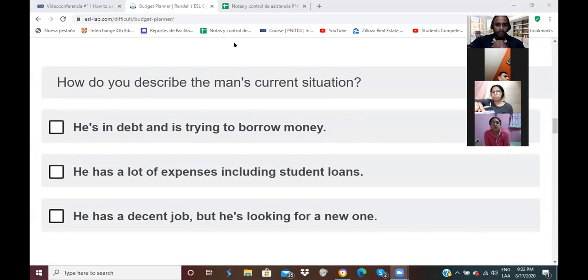The next one says that you borrowed money from them this past week. How do you describe the man's current situation?